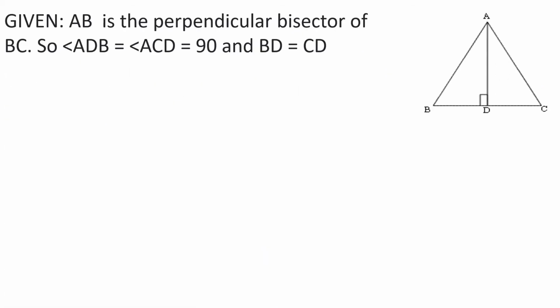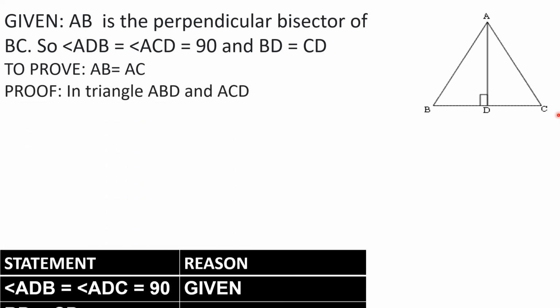Now, first you write what is given. It is given AD is the perpendicular bisector of BC. So each angle will be equal to 90 degrees over here, and also BD is equal to CD. You have to prove AB is equal to AC. For proving this, we'll be taking these two triangles. In these two triangles, we know BD is equal to DC, and one angle is 90 degrees and AD is common. Therefore, by SAS, these two triangles are congruent. By CPCT, you can say AB is equal to AC.